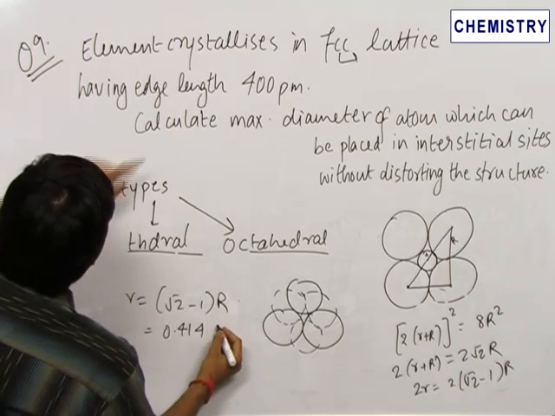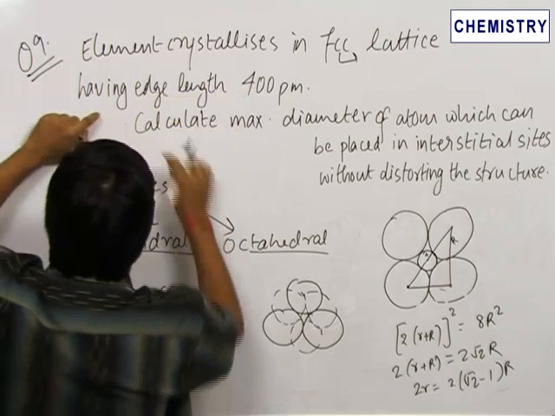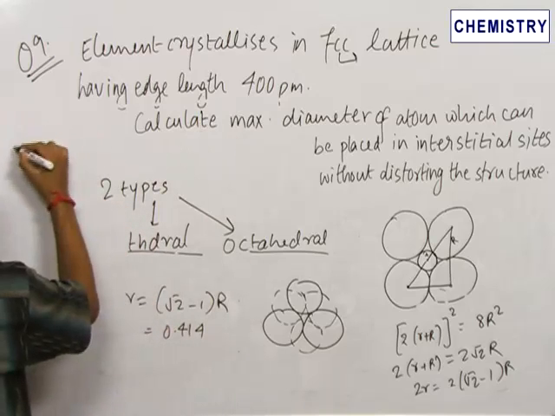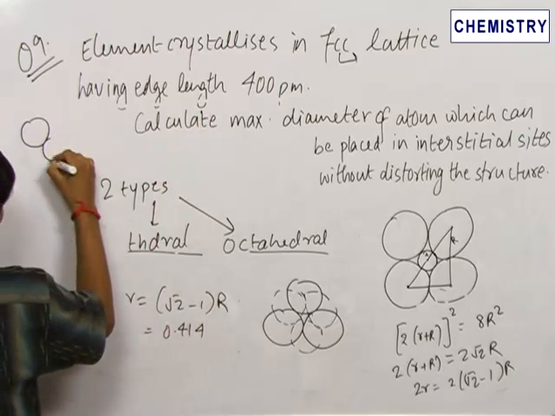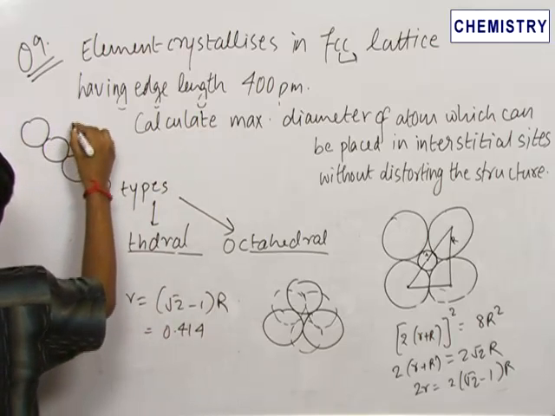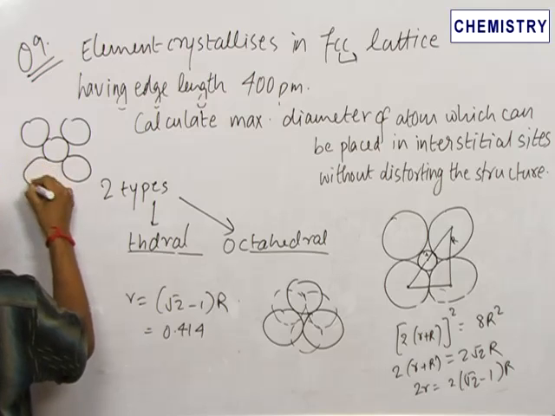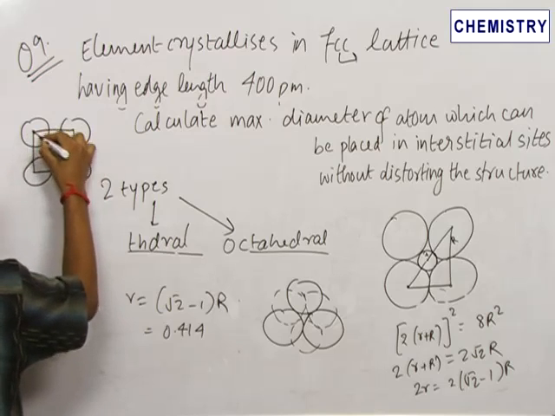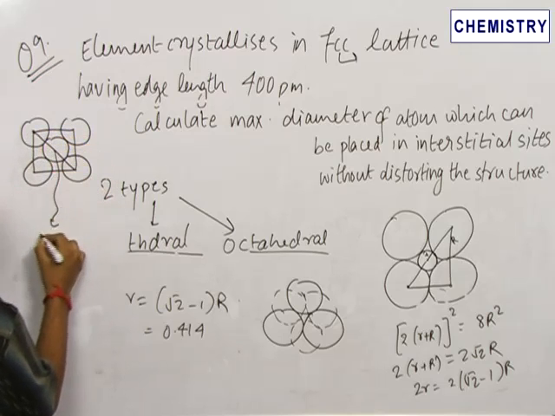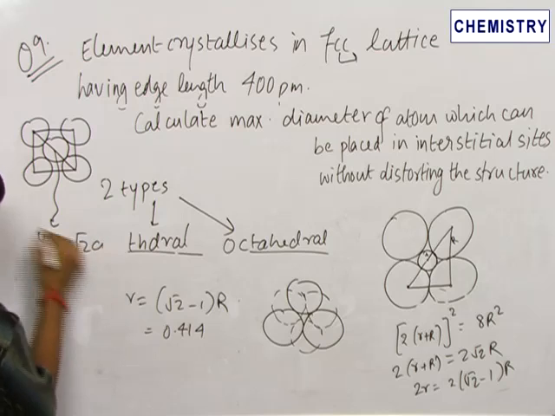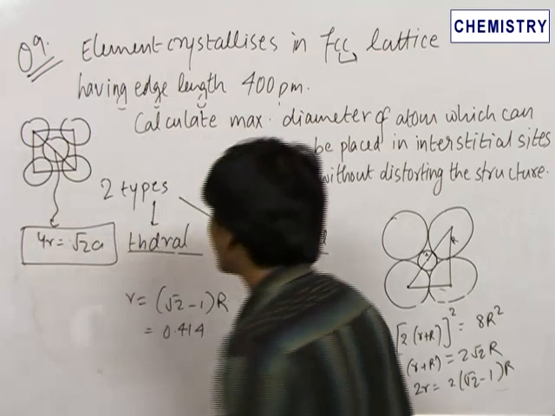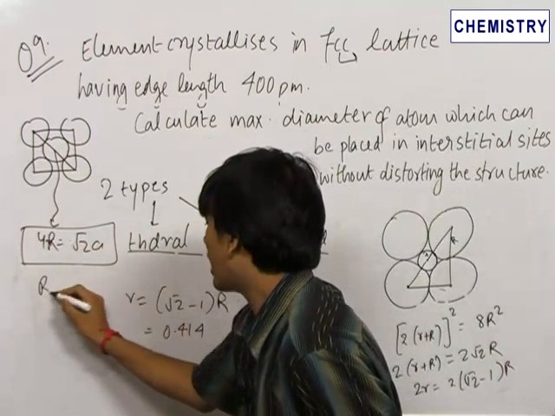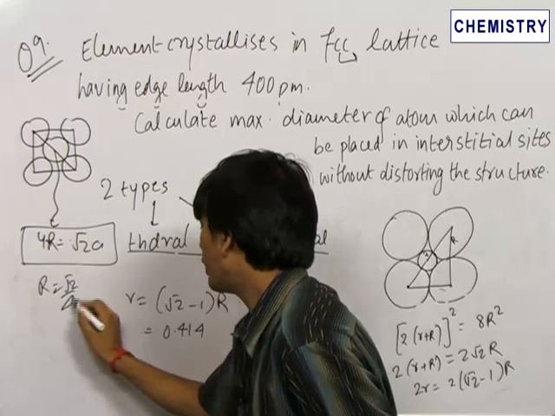capital R. We need to find out that since the edge length is given to be 400 picometers for the FCC lattice, we know that the face of an FCC lattice is something like this. So we know that this is equal to 4R and this is equal to root 2 a. Therefore root 2 a is equal to 4R for FCC. Also remember this. Therefore using this we can find out R, which is the radius of the atom. R is equal to root 2 upon 4 into a.